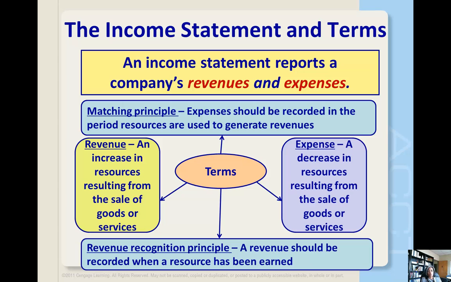Number three is revenues. Revenues are increases in resources resulting from the sale of goods or the provision of services. And then lastly, the revenue recognition principle. This principle states that a revenue should be recorded when a resource has been earned. So we've got two very important principles here, the matching principle and the revenue recognition principle.